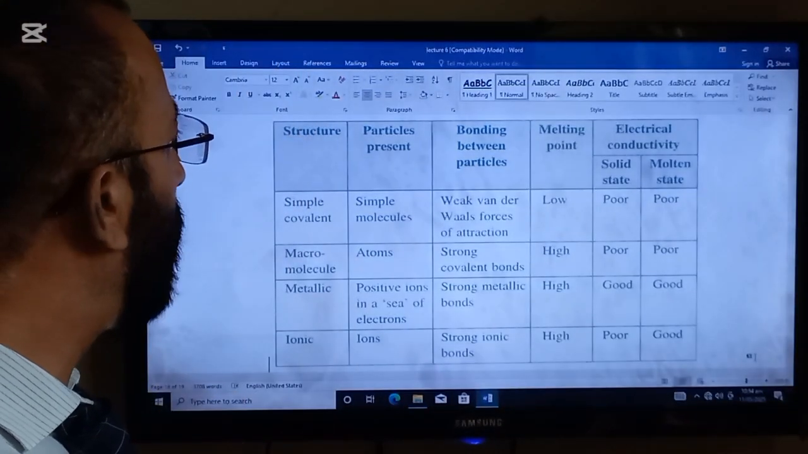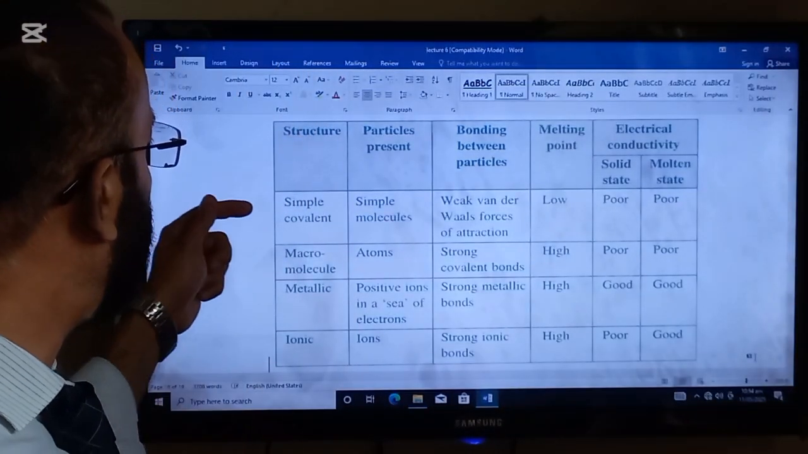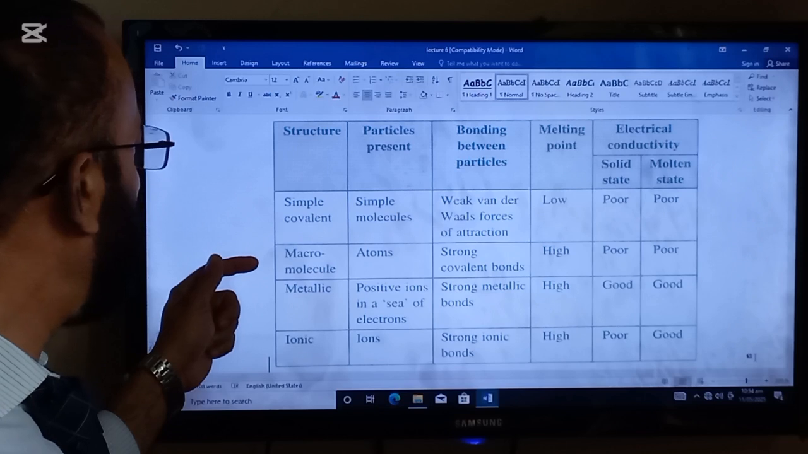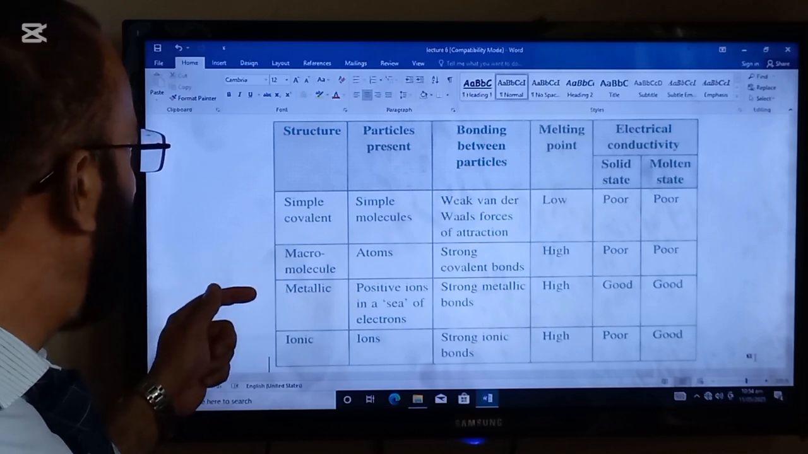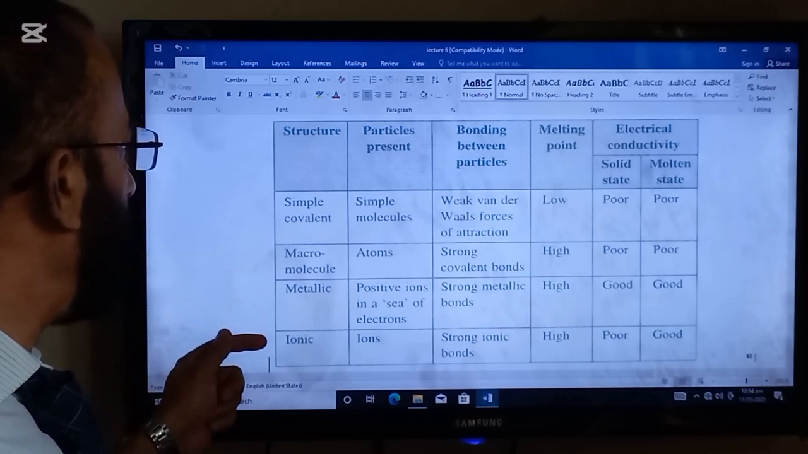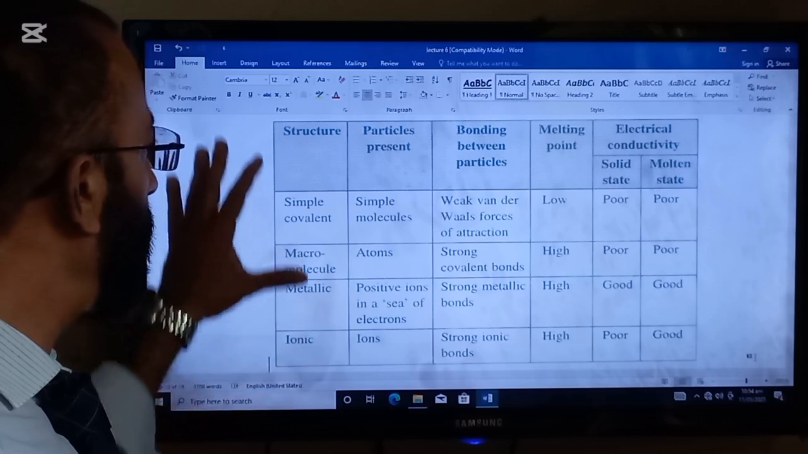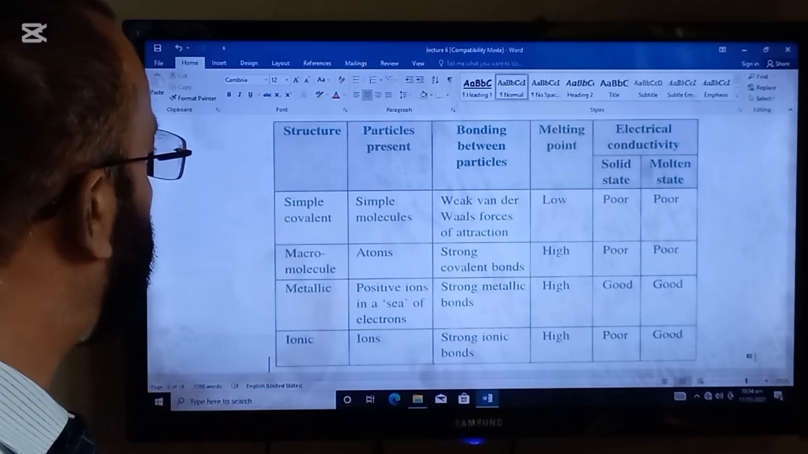This is the comparison of the properties of simple covalent, macromolecule, metallic, and ionic. So we are going to compare the properties.